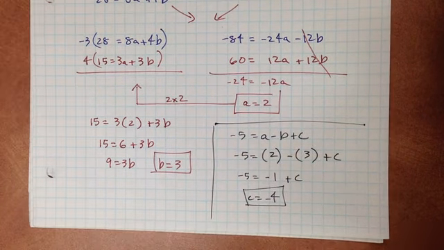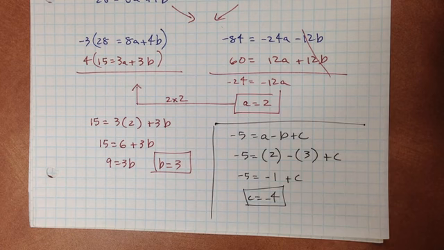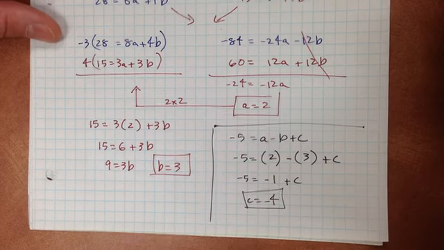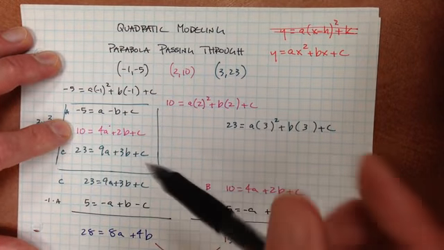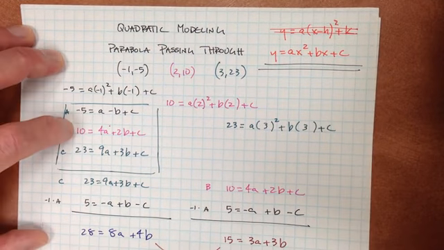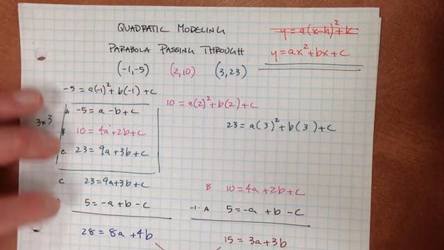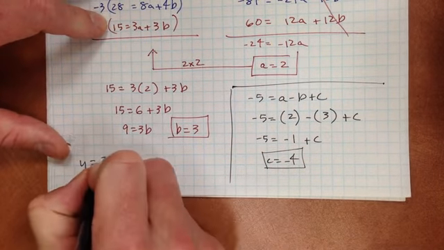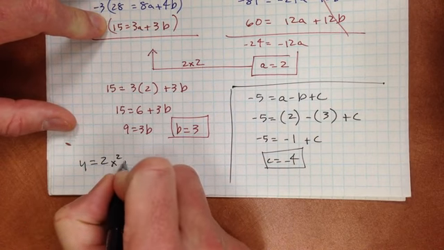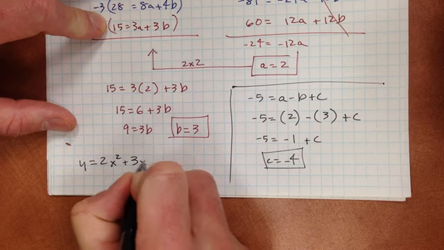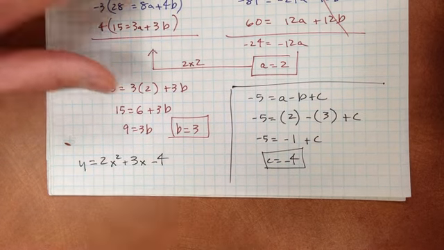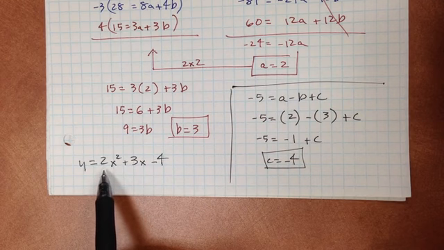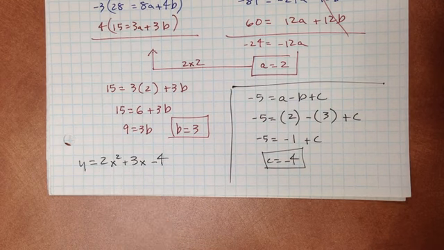Now I have found an a value, a b value, and a c value. If we want the equation of the parabola passing through those points, we need to rewrite it. Think of our original equation, the general form. We're going to take that and sub in a, b, and c. So y equals ax squared plus bx plus c. a is the coefficient of x squared, b is the coefficient of x, and c is our constant.